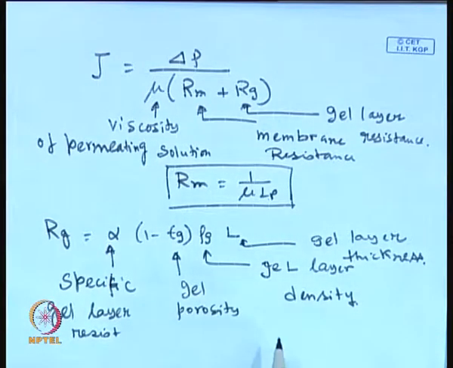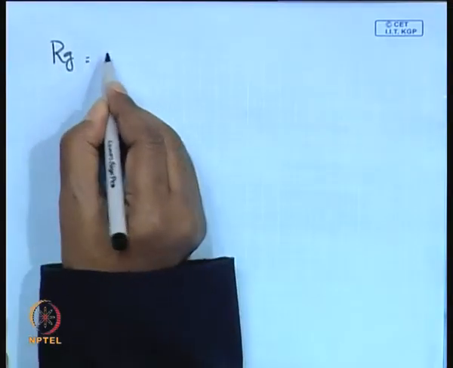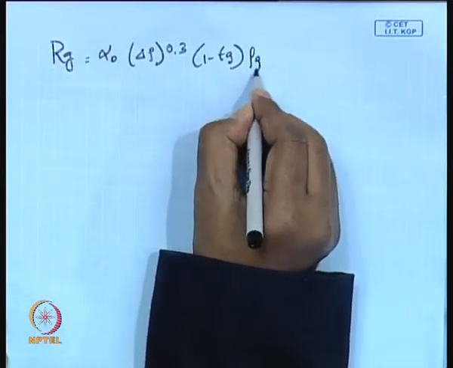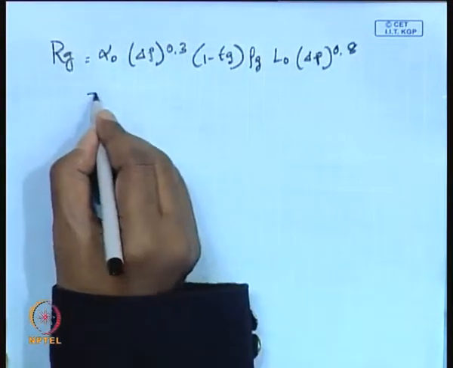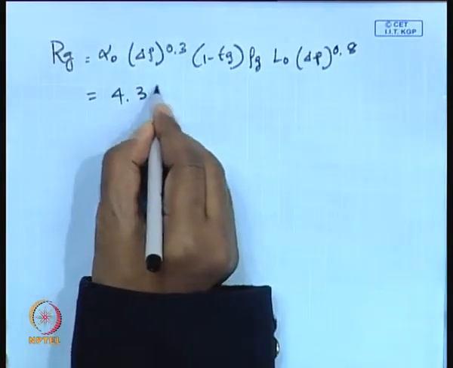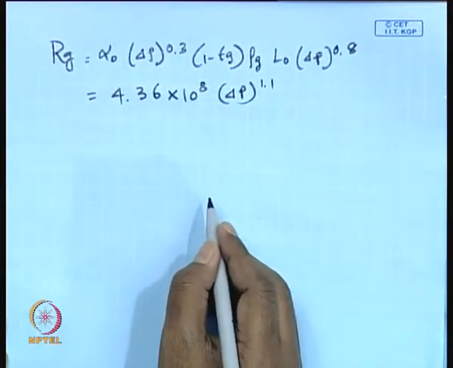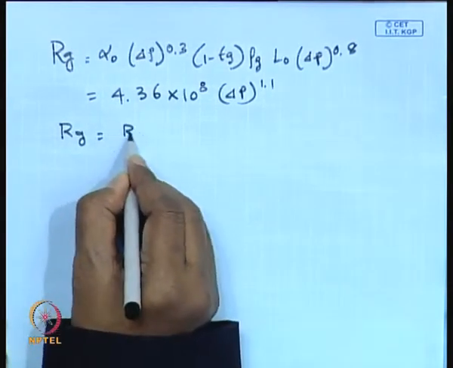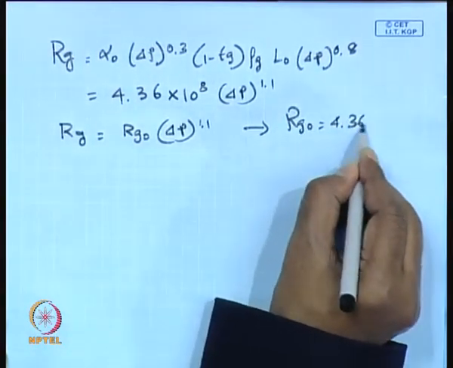Now, you put the expressions of alpha as a function of delta P and L as a function of delta P in this equation. So, what you will be getting is that R g is equal to alpha naught delta P raised to the power 0.3 into 1 minus epsilon g, rho g, times L naught delta P raised to the power 0.8, and just put in the different values given. This turns out to be 4.36 into 10 to the power 8 times delta P raised to the power 1.1. Put all the values together, and therefore one can get R g is equal to R g naught into delta P raised to the power 1.1, where R g naught is nothing but 4.36 into 10 to the power 8.